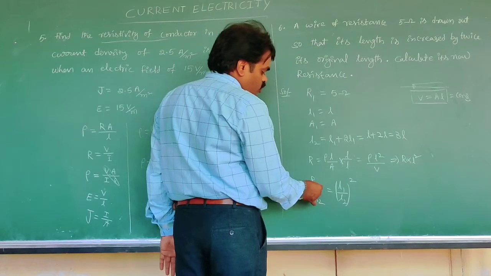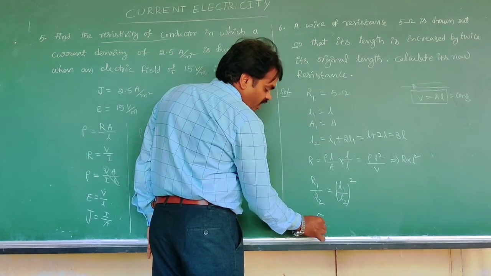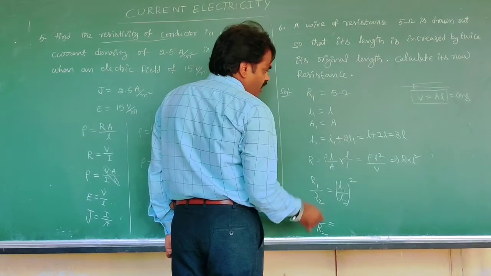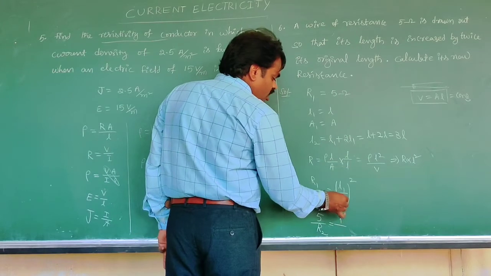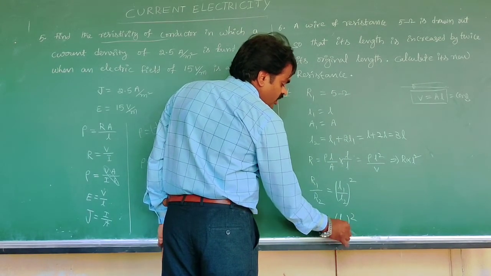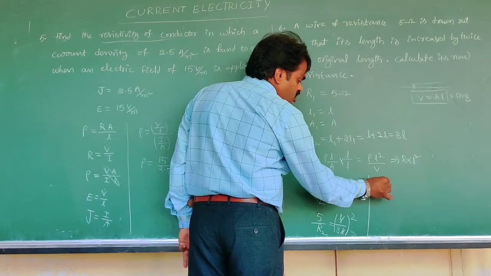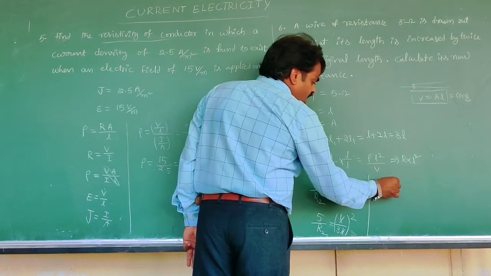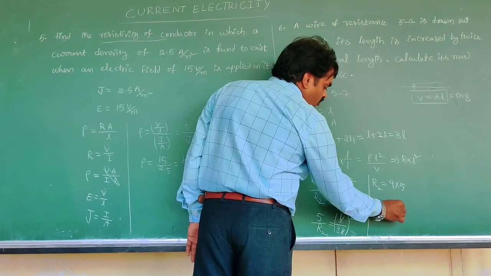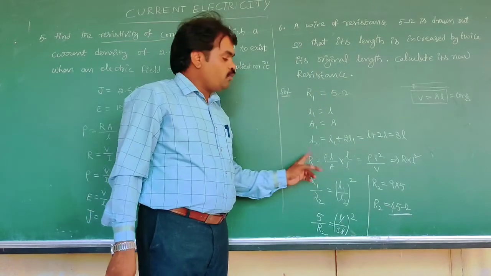Then here we substitute the R1 value as 5. We are finding R2, which is equal to L1, that is L, over L2, that is 3L, whole square. L and L cancel. Then we get R2 is equal to 9 into 5, that is R2 is equal to 45 ohms. This method of problem is very important.